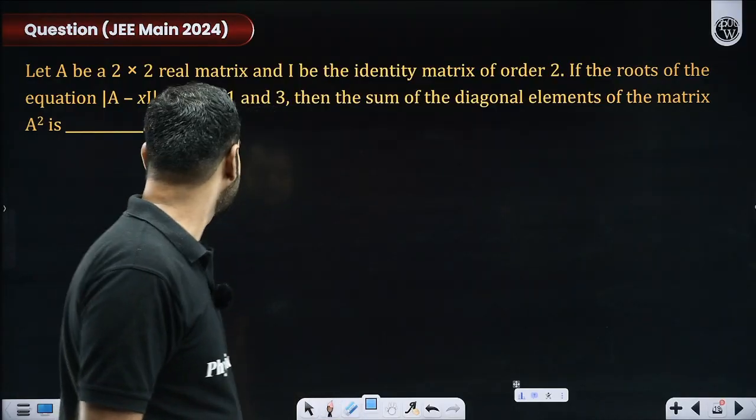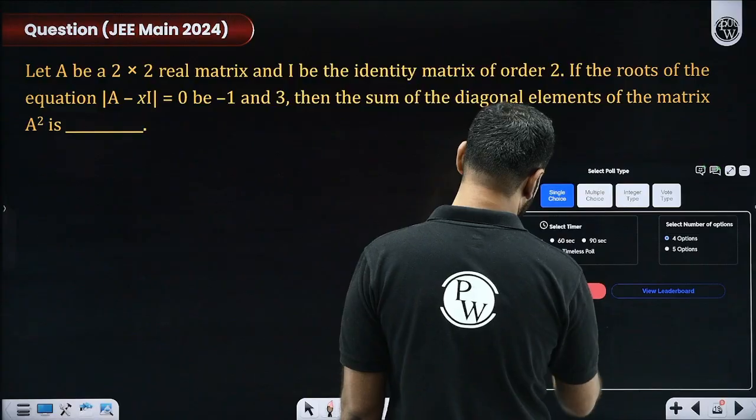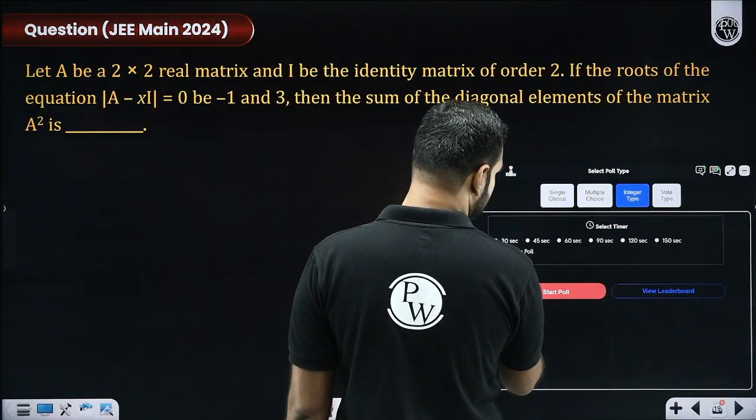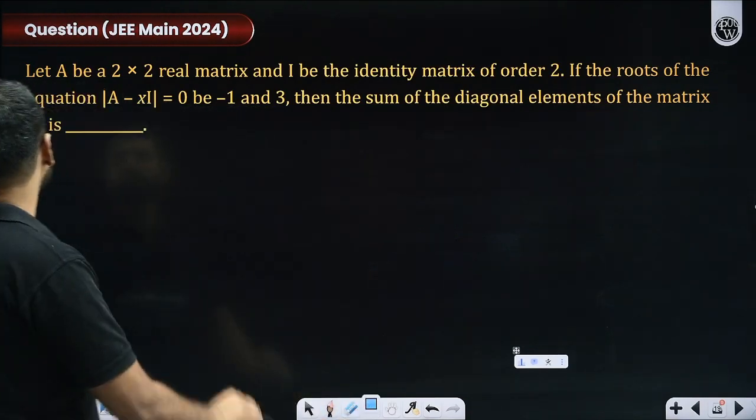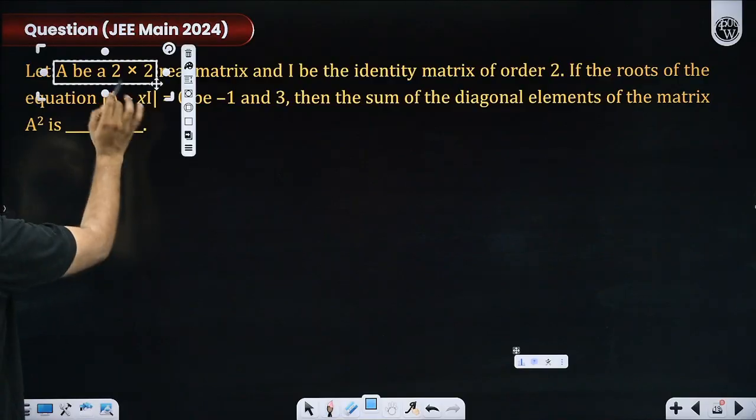So let's get started with this question. Let's call it again a poll kind of a question, integer type. Timeless poll will be conducting. So let's see how many of you get this. So let's begin with this. A is a 2 by 2 real matrix.